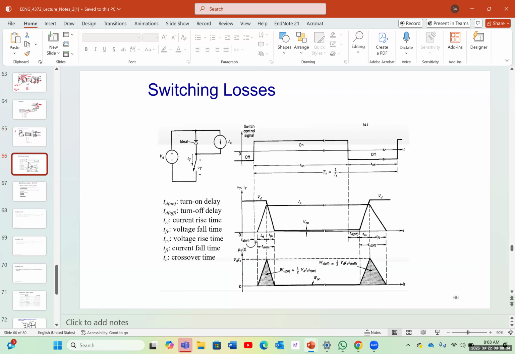So for the switching losses, this is an example of a switch. We have different types of delays. We have the TD on, which is the turn on delay, the time that it takes for the diode or the transistor to turn on. We have the TD off, or turn off delay. We have the current rise time, which we show with TRI. We have the voltage fall time, which we call TVF. We have the voltage rise time, which is TRV, the current fall time, which is TFI, and the crossover time.